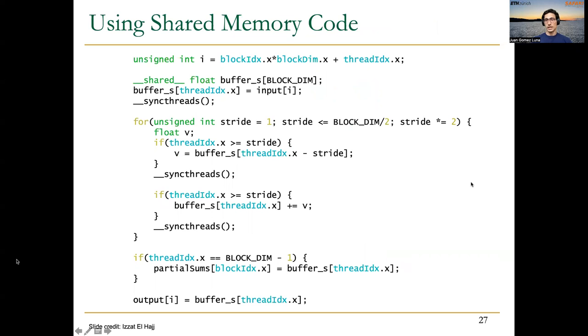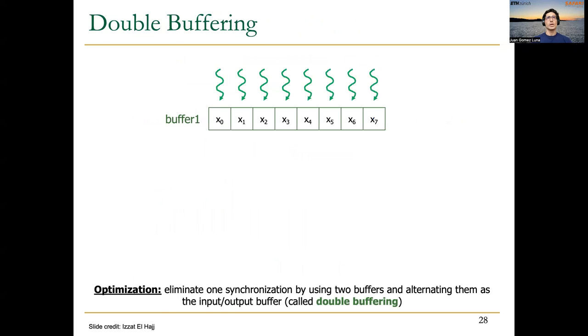It's basically exactly the same as the previous code. The main difference is that now we are replacing all this computation, the output array in global memory, with this buffer S in shared memory. And this will make the execution faster, because we are taking advantage of data reuse and the fastest shared memory.